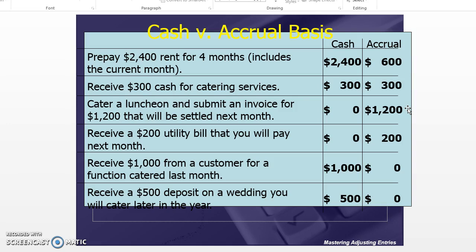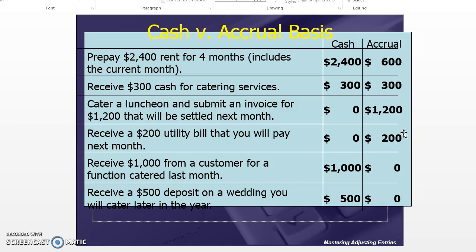So now we catered a lunch and we submitted an invoice. So we provided the service, but we expect that the customer will pay us next month. So again, under our cash basis of accounting, there is no cash inflow. We recognize $0 in revenue. But under our accrual basis of accounting, we catered that lunch. The work was done. That's all that's needed to recognize revenue under the accrual basis of accounting. You provided the service and you expect payment to be made. So you can pick up that $1,200 in revenue.